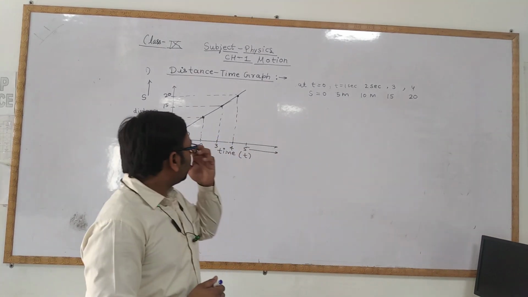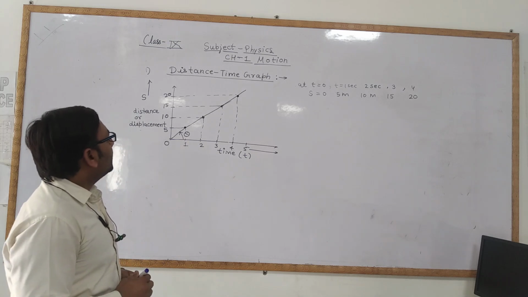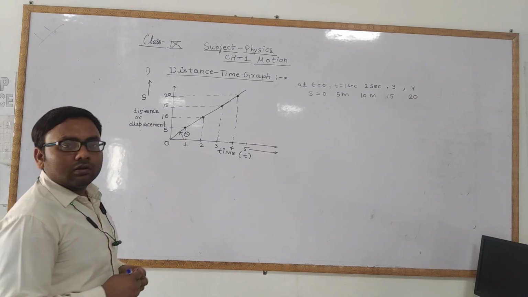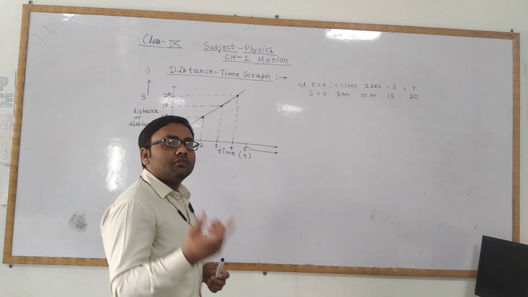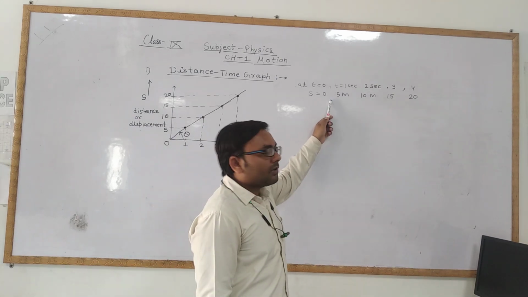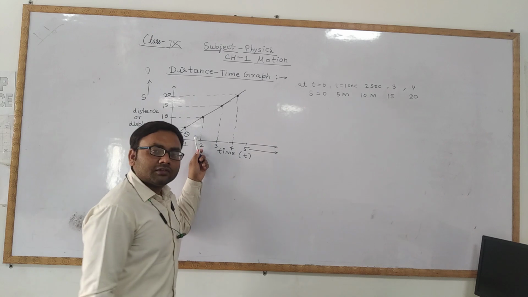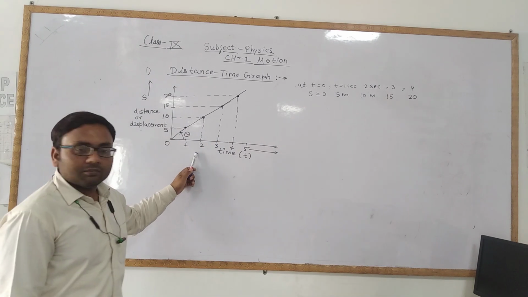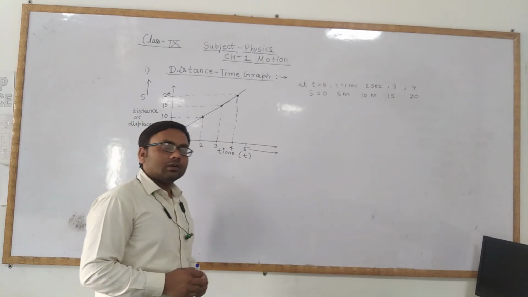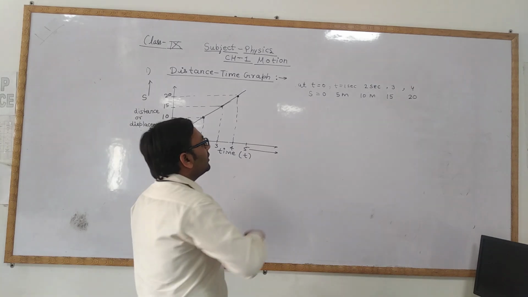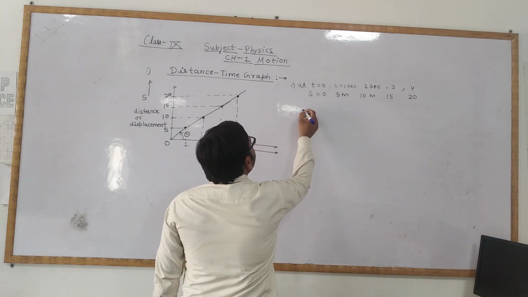So I hope you have understood this. So now in the same way the distance time graph can also be plotted for non-uniform motion. This was the example for uniform motion. And in the same way, we can plot this distance time graph or displacement time graph for non-uniform motion also. How? Suppose, let us take this example.